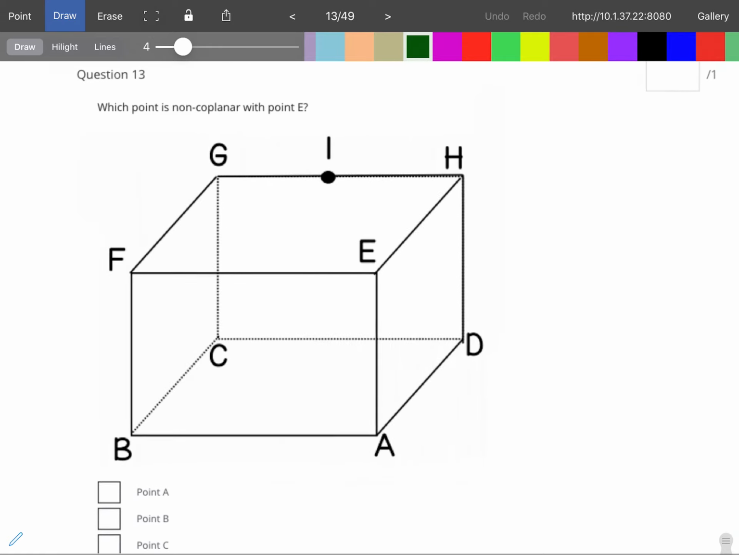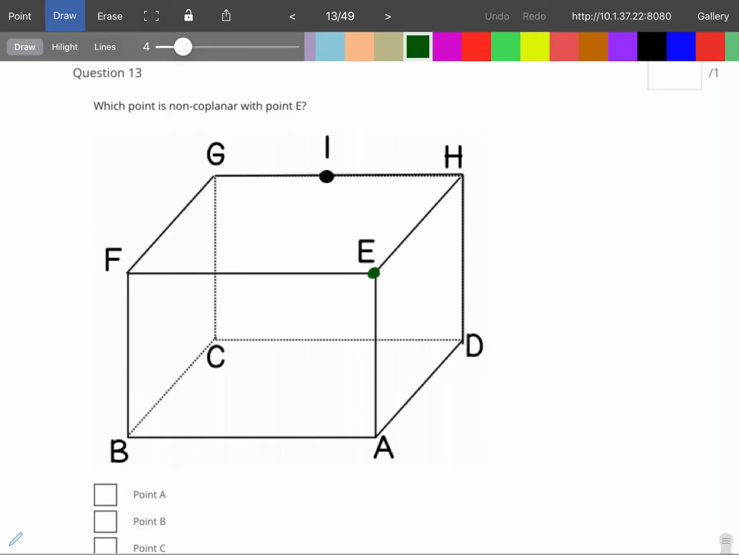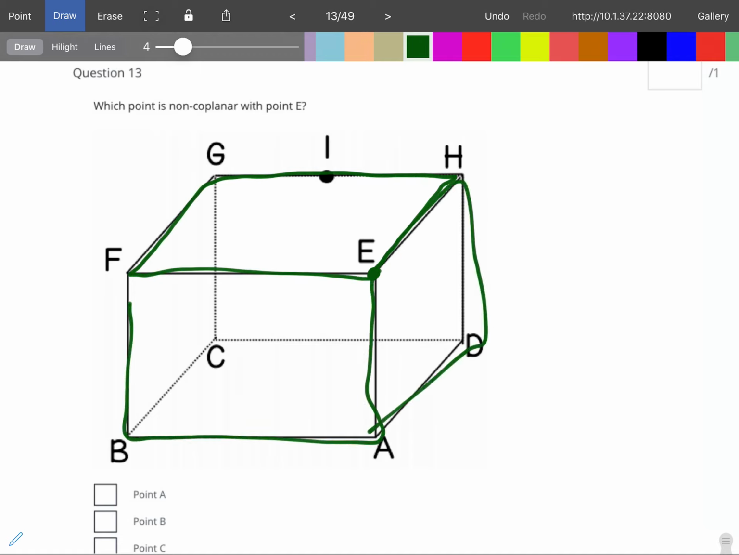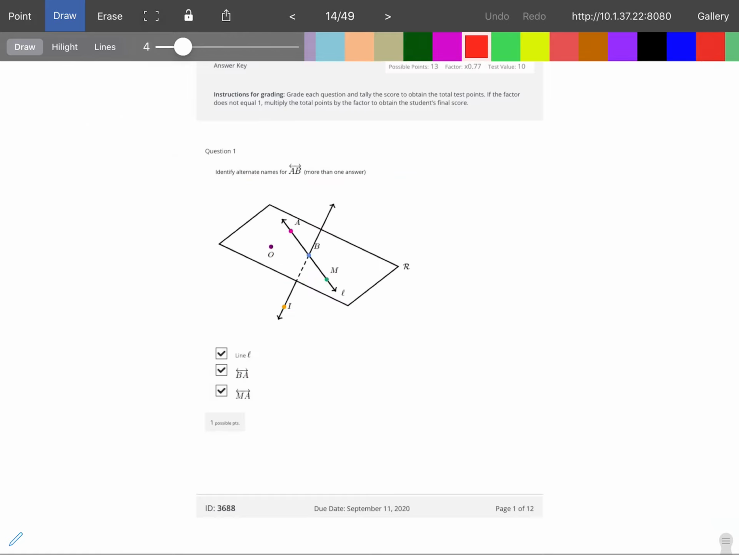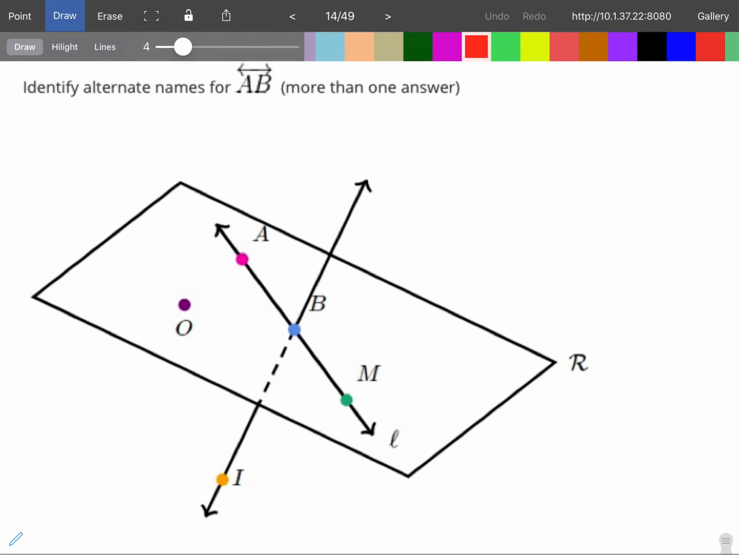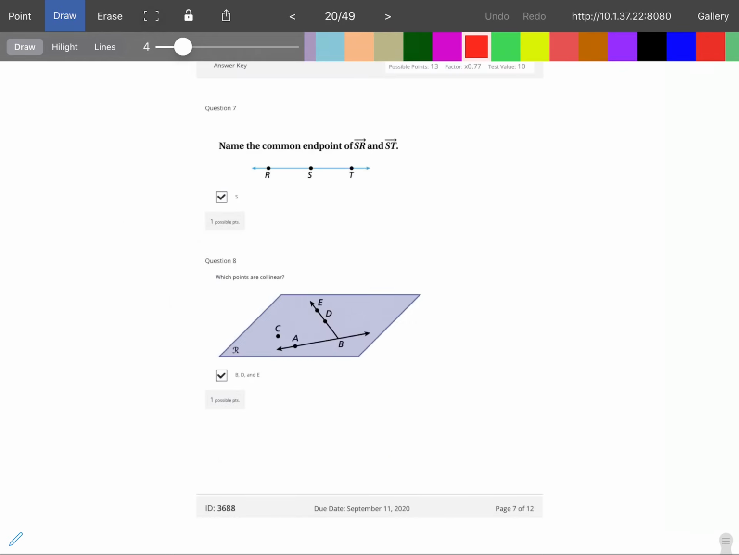If things are non-coplanar, that means that when you consider point E in all of the possible planes that it exists upon, you're looking for a point that's not on any of those. So it was over here at point C. And we're back to the beginning there.